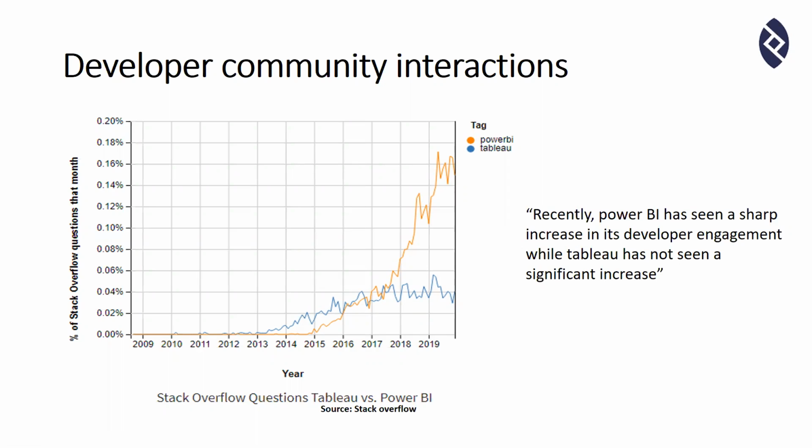For information, Stack Overflow is more like a community for software developers where you can find answers to whatever code you're looking for. If you're stuck on your code, you can go on Stack Overflow, and someone has most likely faced what you're facing and submitted an answer for you. So this shows the percentage of questions submitted every month from 2009 till 2019.